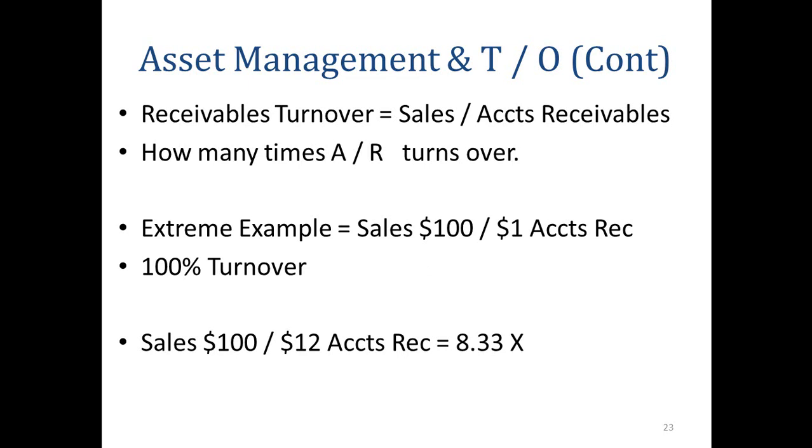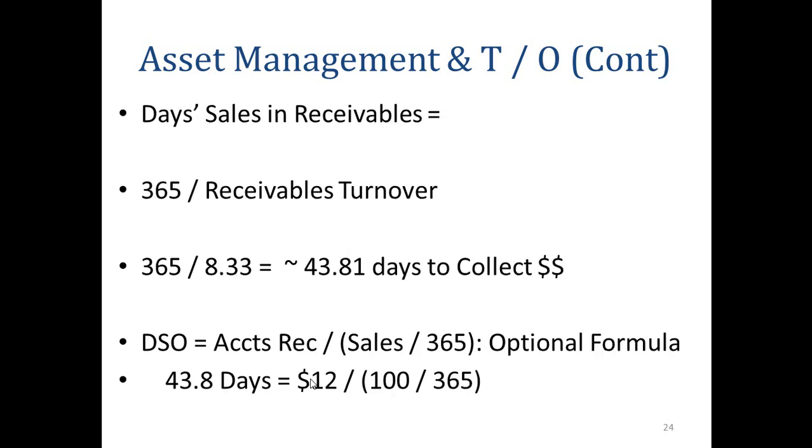So let's look at what's happening. If we use the way the book has it, they say 365 days, a full year, over the receivables turnover that we got from this page. So 365 over 8.33 is approximately 43 days to collect your money from sales. The day I sell it to the day that I collect is about 43 days.